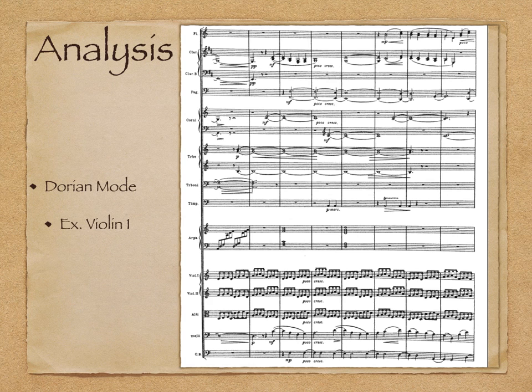Here we have an example of the use of the Dorian mode, especially in the first violin part. In that line, you can see there aren't any accidentals to indicate D minor or any other key, and this passage starts on D and works its way up through the scale. To me, this is a clear example of the use of the Dorian mode.